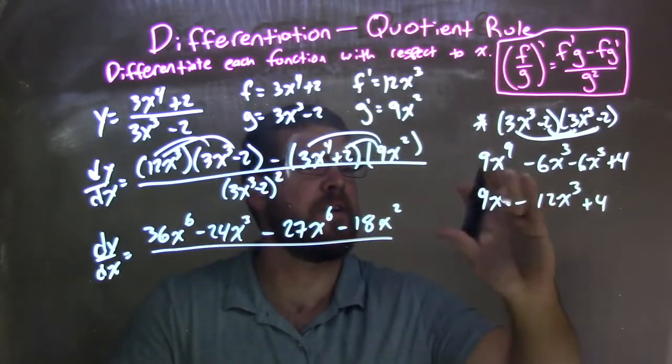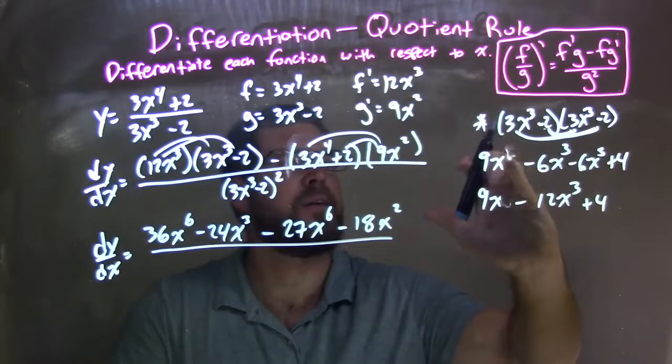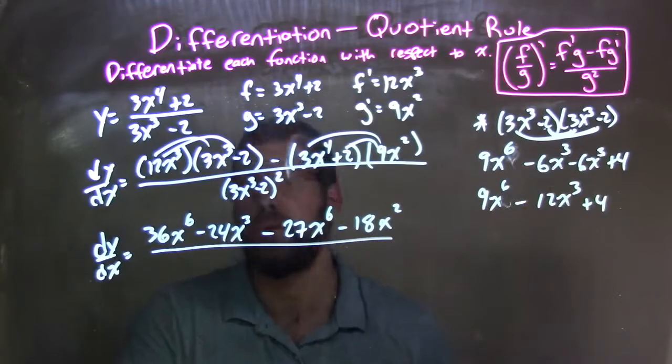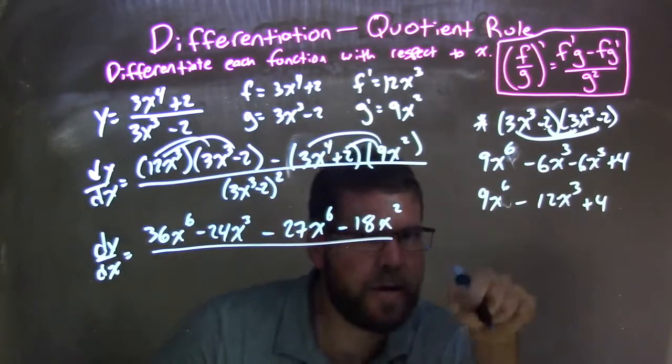Oh, not 9x to the 9th, sorry, that's the 6th power. Can't believe I did that. Be careful with that. We add the exponents, 6, okay? See if you caught that. If you caught that, put it in the comment section below.